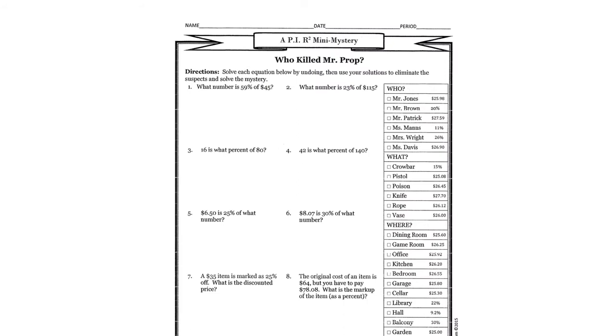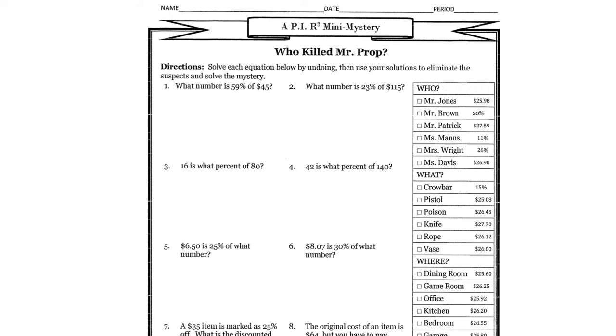All right, I'm going to do some of the review problems for you so that you're ready to go for your test tomorrow. So this should be done after you've done your assignment and checking that your answers are correct. All right, so who killed Mr. Prop? Well, we're going to solve each equation by undoing and then checking our answers on the side, and then we'll fill in those blanks on the bottom.